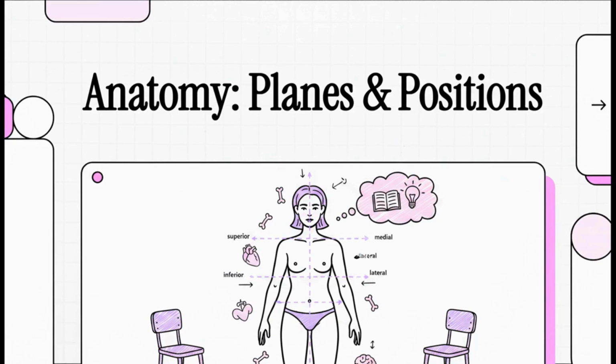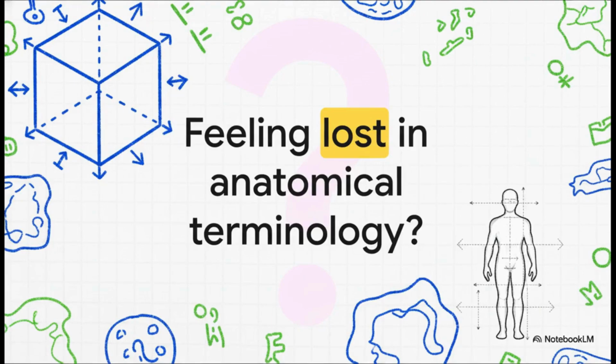So, if you're feeling completely lost or overwhelmed by all these directional terms and planes, you definitely aren't alone. I mean, it kind of feels like learning a totally alien language, right? But here's the secret. If you stop trying to just memorize a flat list of words and instead start thinking of the human body as a literal 3D map, the whole system becomes incredibly logical and way easier to digest.